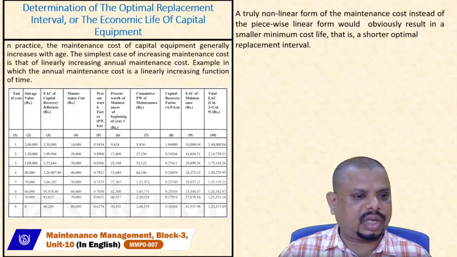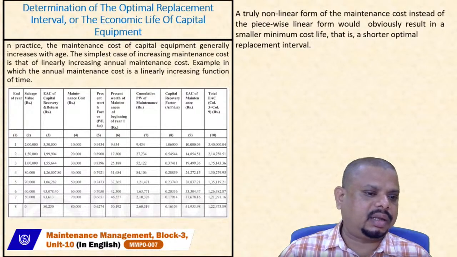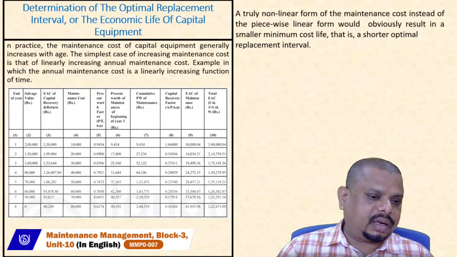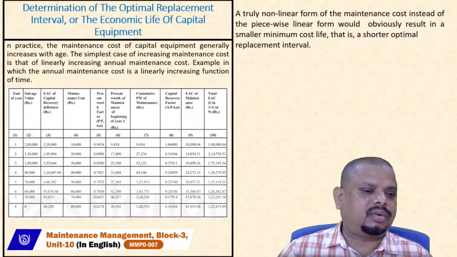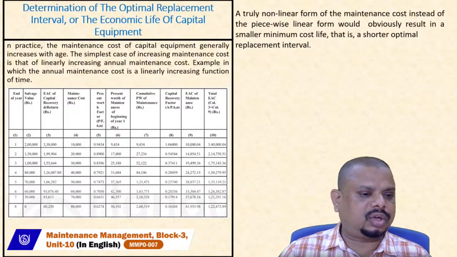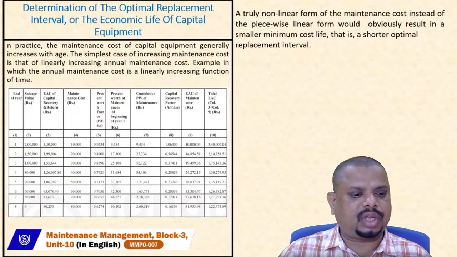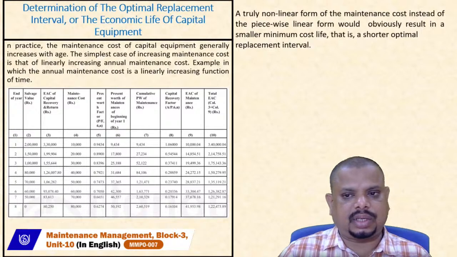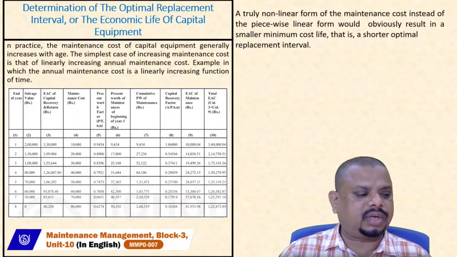In the second year, we have 1 lakh 99,904. In the next year, we have 1 lakh 55,644. Similarly, in the fourth year, we have 1 lakh 26,000. Again, in the fifth year, we have 1 lakh 6,000. Then in the sixth year, we have 93,000. In the seventh year, we have 83,000. In the eighth year, we have 80,000.